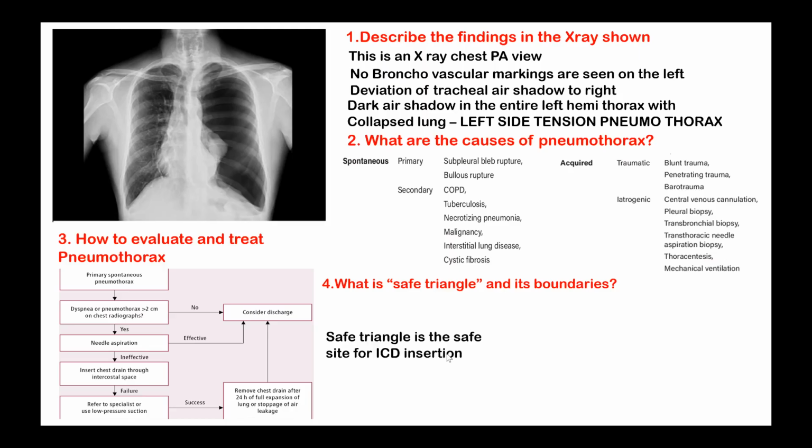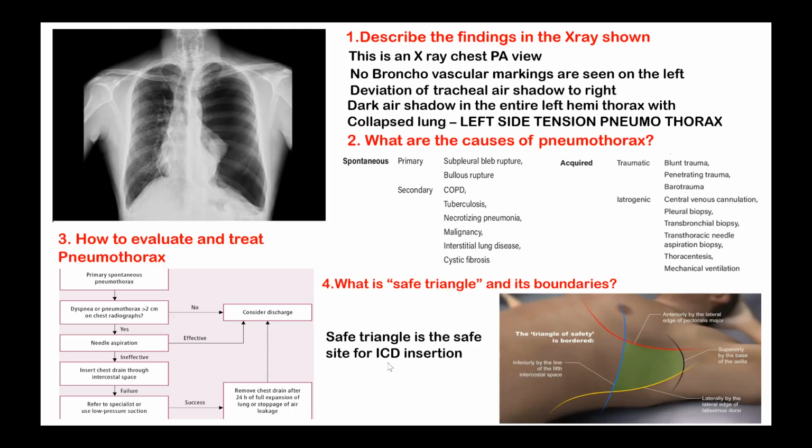The safe triangle is the safe site for ICD insertion, and this is the location. This is the latissimus dorsi lateral border. This red line is the pectoralis major lateral border, and superiorly this is the base of the axilla, and the blue line is the fifth intercostal line. So anywhere in this area between the two ribs, you can insert your ICD catheter without injuring any structure. That is called the safe triangle, on both sides, whether it is right or left.